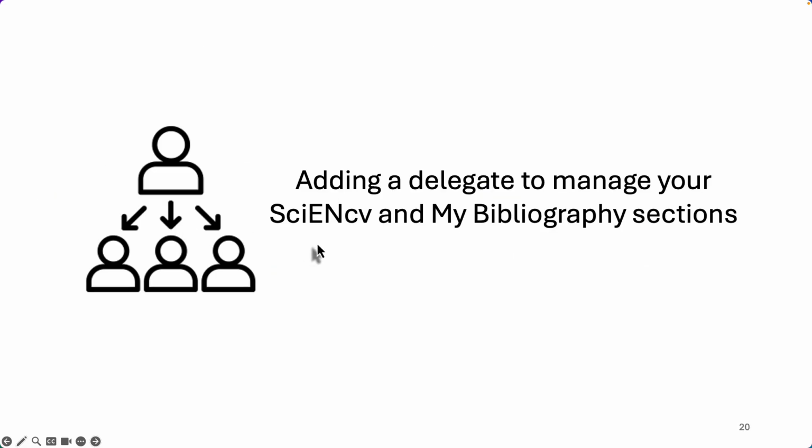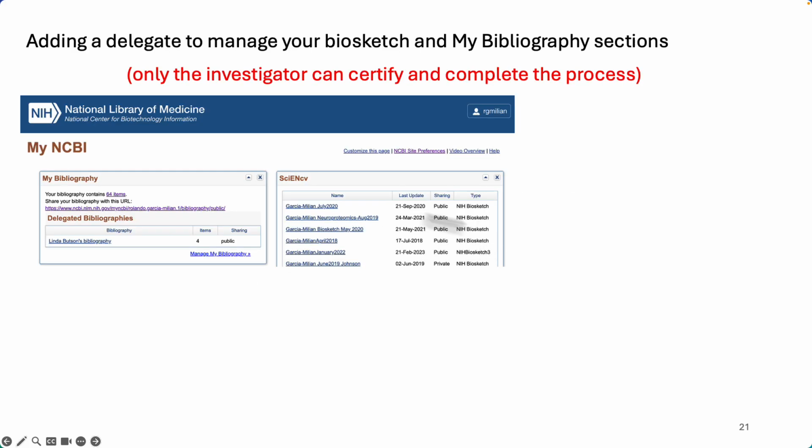For those who have administrative assistants, you can delegate your My Bibliography and SciENcv to be completed by your administrative assistant or the person who is going to help you with this. So the way you do that is the administrative assistant fills all the required information into your My Bibliography and SciENcv, but only the investigator and the key personnel can certify and complete the process. So the delegate cannot do the certification process. That has to be done by the principal investigator or the key person.